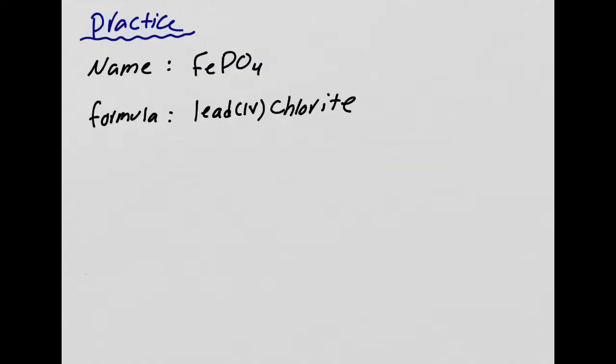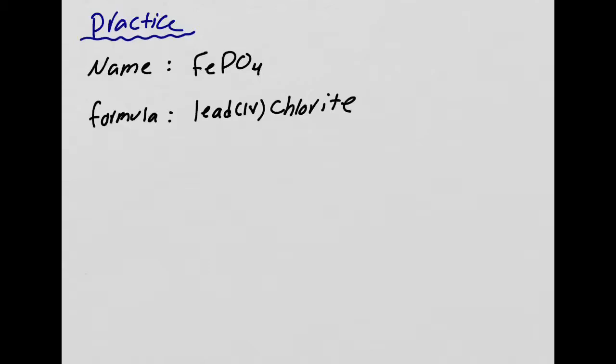Here are our 2 practice problems. The first one, I want you to name it. It's already been balanced. The second one, I want you to write the formula. You have the periodic table in front of you. You have the polyatomic ion chart in front of you. Okay, let's do this. So hopefully you pause me, unpause me.